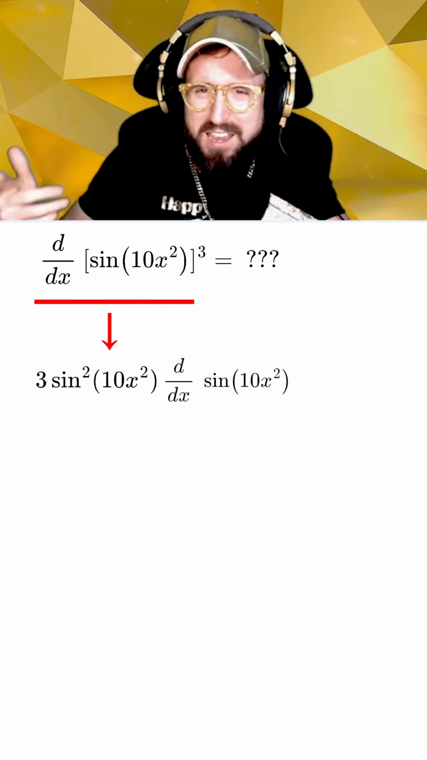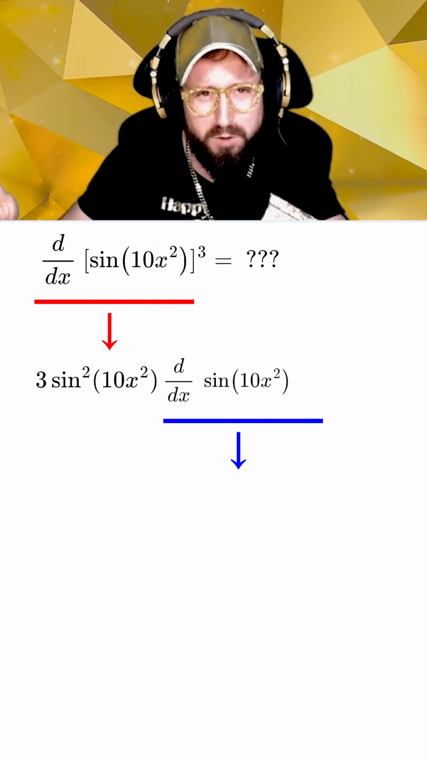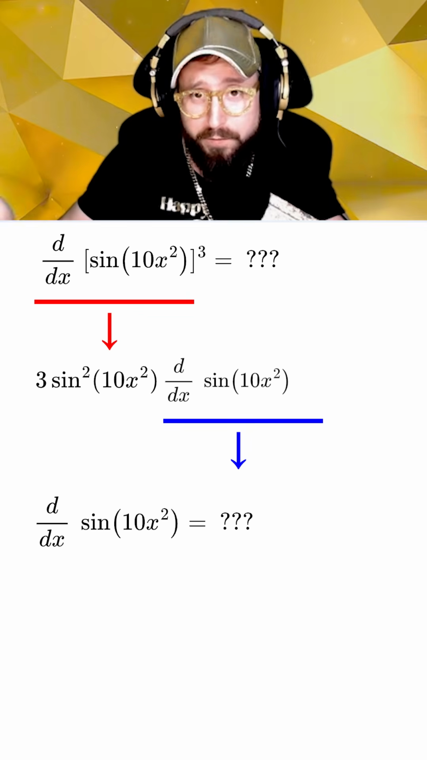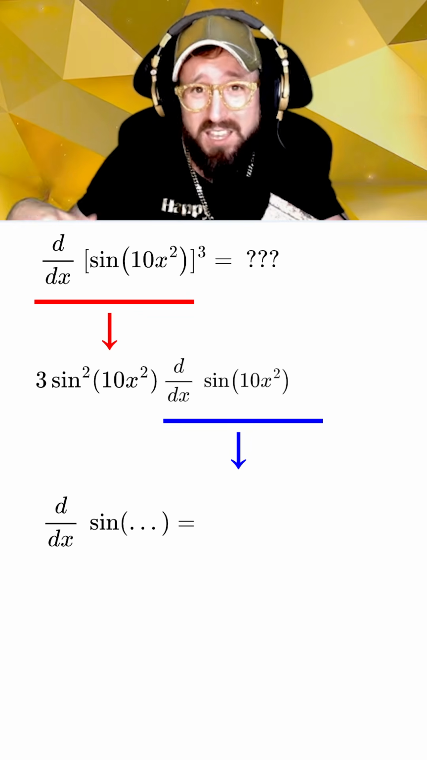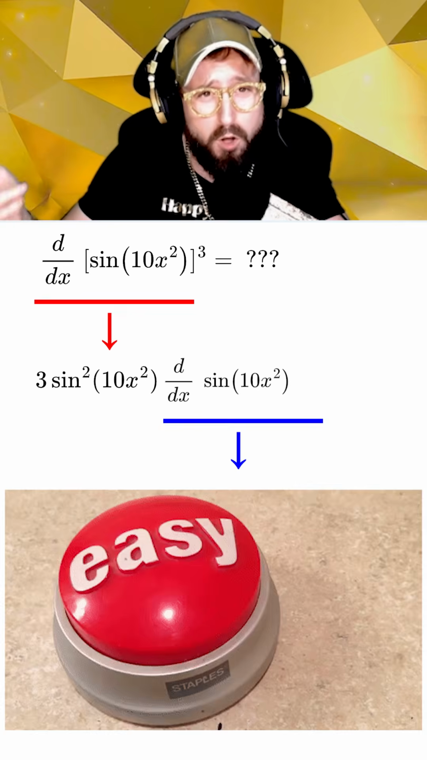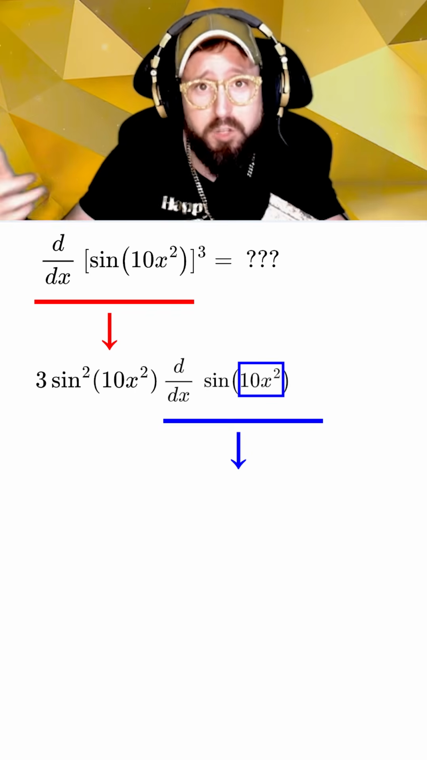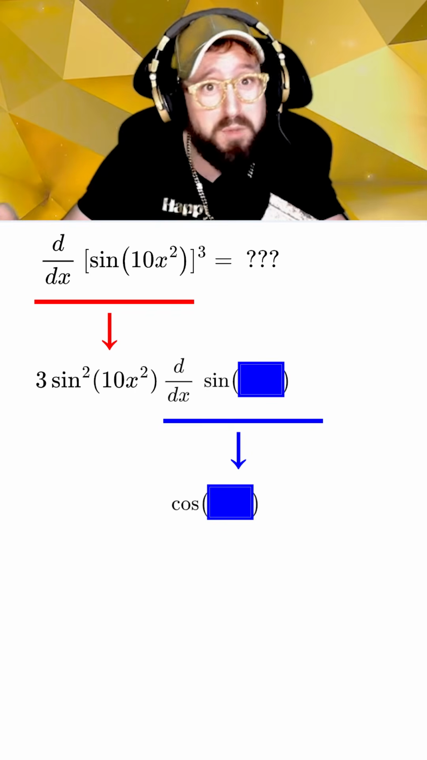In this case, taking the derivative of inside the box isn't so simple, as I also don't know how to do the derivative of sine of 10x^2. However, I do know that the derivative of the sine of something is just the cosine of something. So here I'm going to call the 10x^2 my new box, and take the derivative of sine of box, which just gives me the cosine of box.